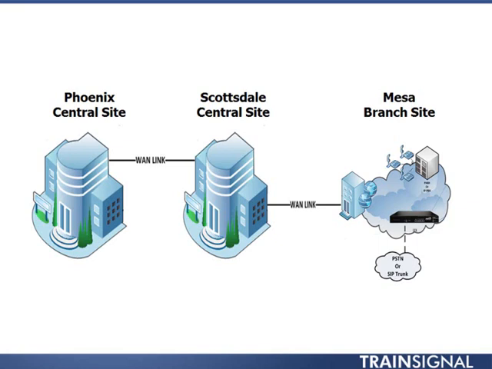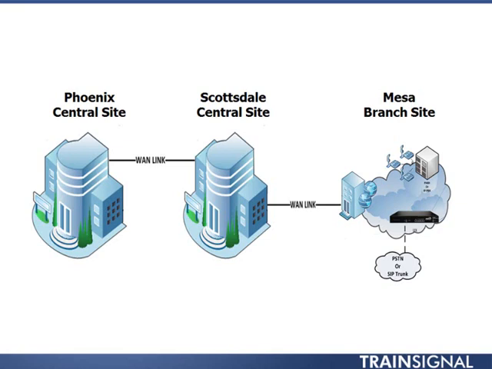If my branch site over in Mesa is using the pool in Scottsdale as its backup registrar pool, and that pool were to go down and the clients over in Scottsdale start to register with the central site pool in Phoenix, the clients out in Mesa will not be able to register over in Phoenix if the SBA goes down. So the backup registrar relationship between central sites does not get passed down to the branch sites in the case of a failure at the central site.